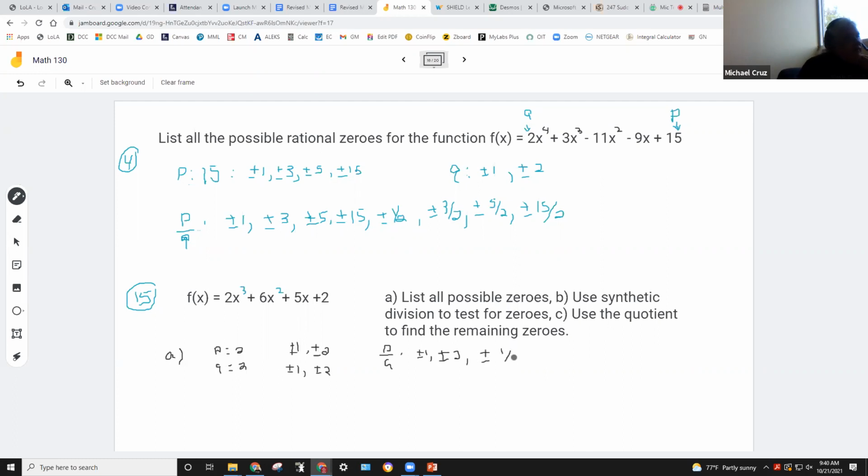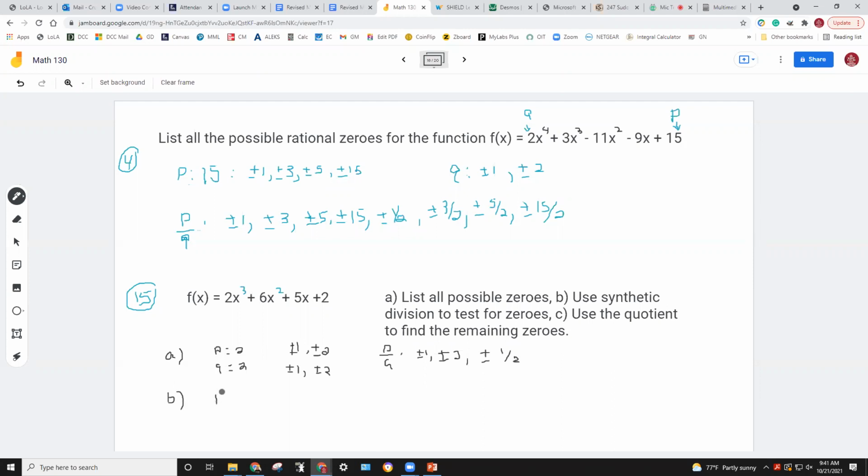All right, so we got 1, 2, 3, 4, 5, 6. So that's not too bad. So let's go ahead and do, let's do 1 first. So remember, we're using coefficients here. And remember, if there's one missing, in other words, if there weren't an x squared term, you need to put a zero there.